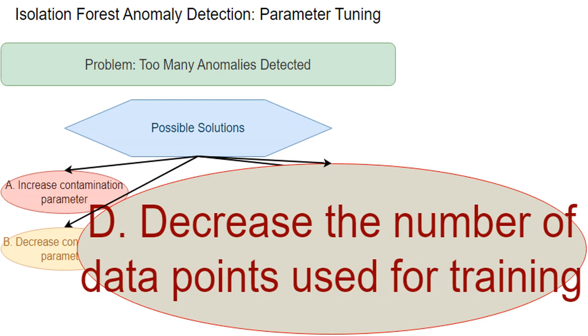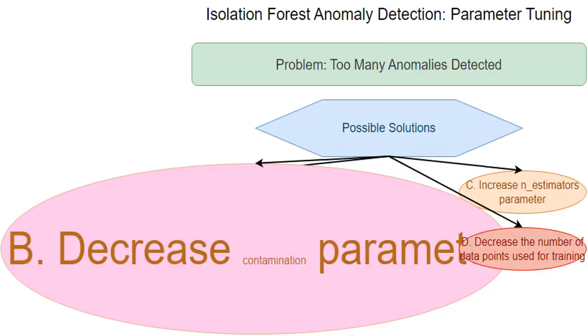I wouldn't do this. Reducing training data usually hurts performance and makes it more likely that the model will incorrectly flag points. This isn't a solution. It's more likely to make the problem worse. This would make the problem much worse. I need to increase, not decrease, the model's expectation of how many anomalies exist.